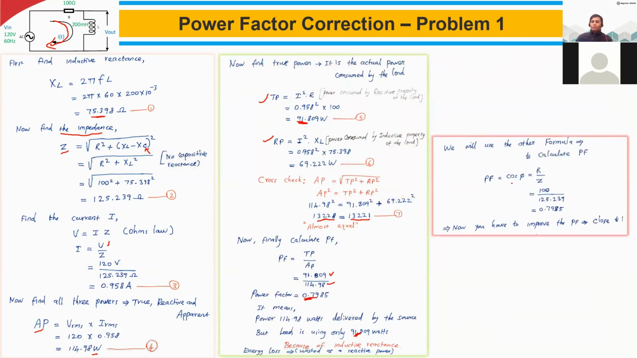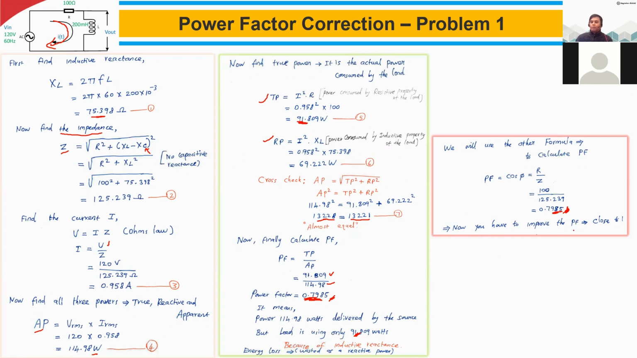So PF is equal to cos phi, right? Cos phi is equal to R divided by Z. The R value we know is 100, and the Z value we have also found here. So we can also find the power factor value. In order to find the power factor value, you don't need to find all these powers. You can directly use this formula, R divided by Z, and you will also get the same power factor value. Here we have also found the same value. So there are several formulas to find the same thing. Mostly it should be equal, almost equal.